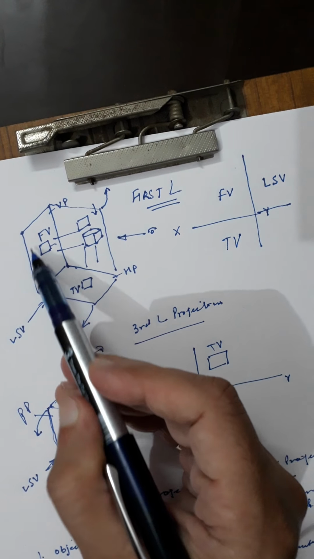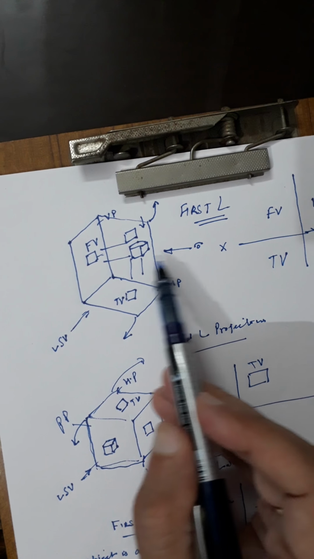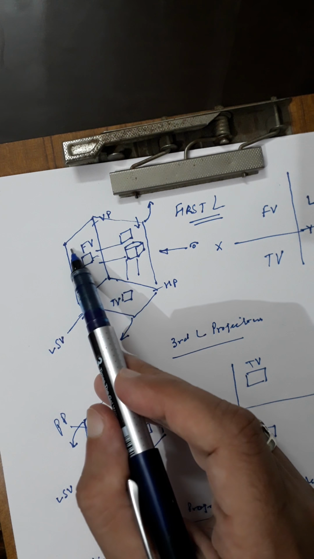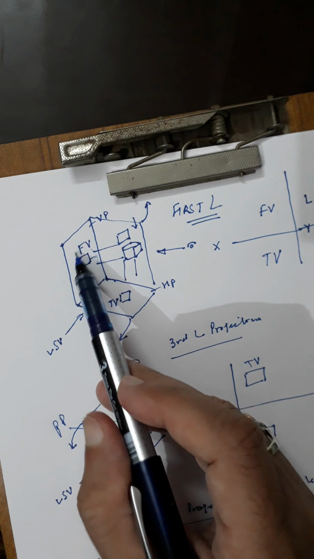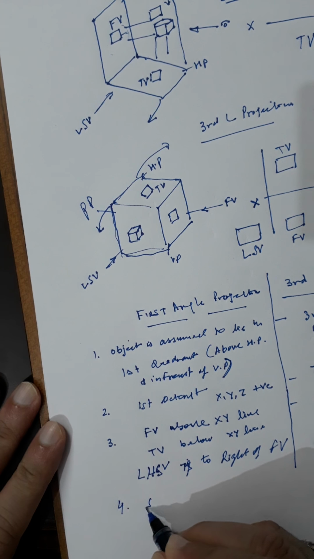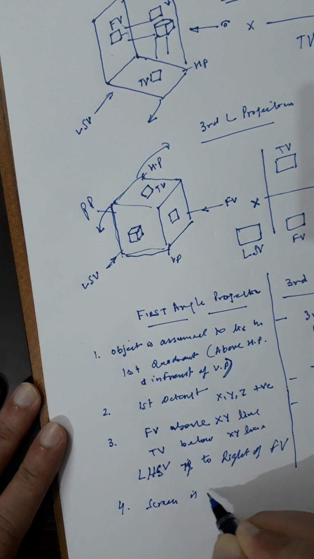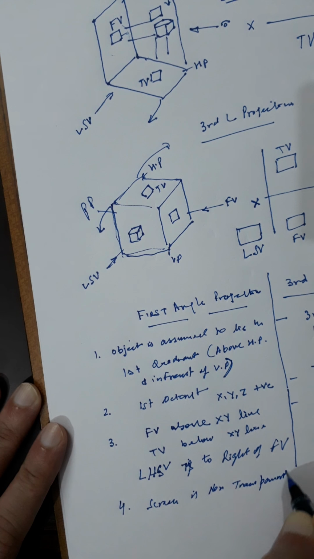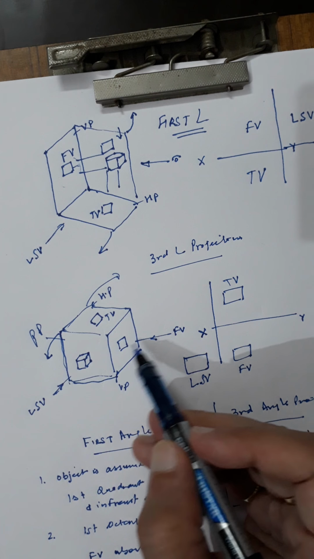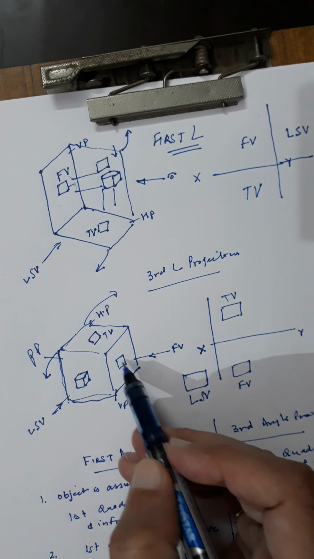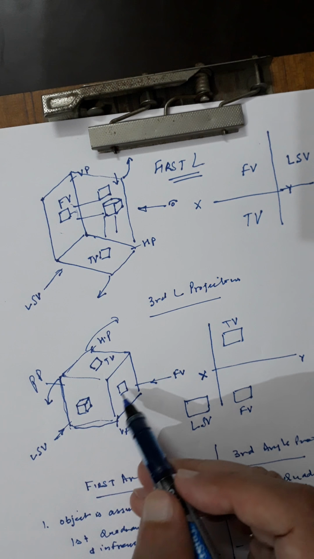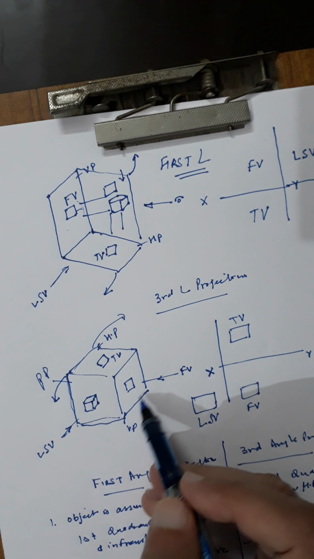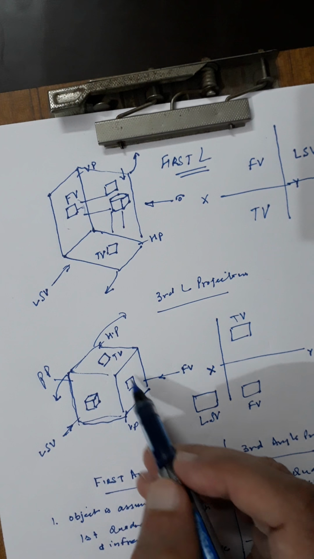Now here, when you see the object in the first angle projection, this is the actual object, it is projected here. The screen here is assumed to be non-transparent, so that you can project it. Whereas in the third angle projection, the object is here, it is behind VP. So you cannot see it, only if it is transparent.